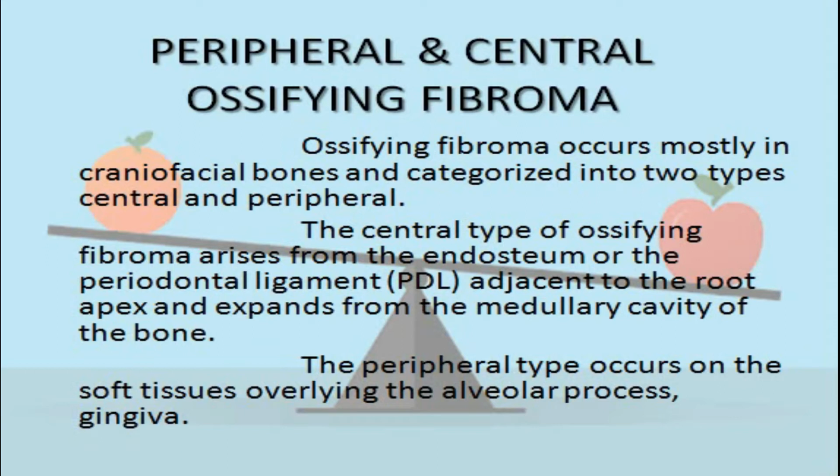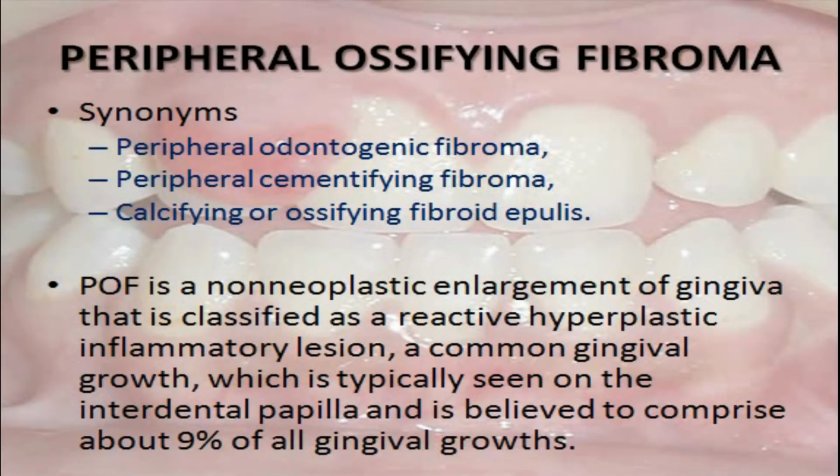The central type of ossifying fibroma arises from the endosteum or the periodontal ligament, which will be present adjacent to the root apex, and expands from the medullary cavity of the bone. The peripheral type occurs on the soft tissues overlying the alveolar process, that is our gingiva. Synonyms for peripheral ossifying fibroma: peripheral odontogenic fibroma, peripheral cementifying fibroma, calcifying or ossifying fibroid epulis.